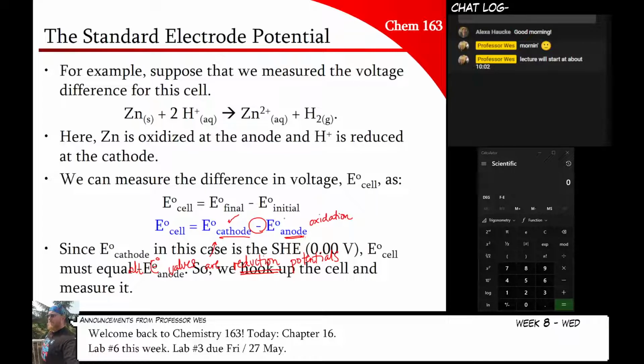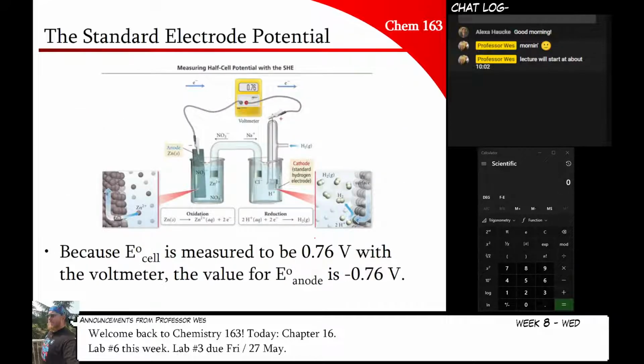So let's do some examples here. The first one that we're going to do is I'm reducing H2, and this is the SHE, so this means that this value is 0 volts. So whatever I measure as my voltage when I hook up the zinc and the hydrogen cells, the voltage that the voltmeter detects should just be equal to whatever the potential of the anode is with a negative in front of it. And so that looks like this.